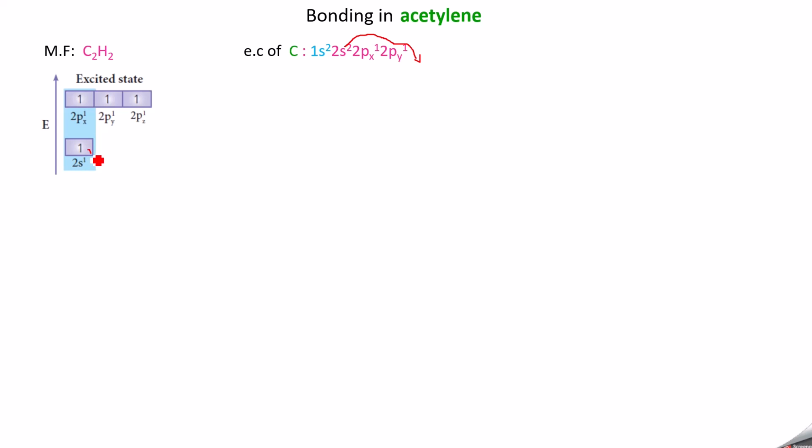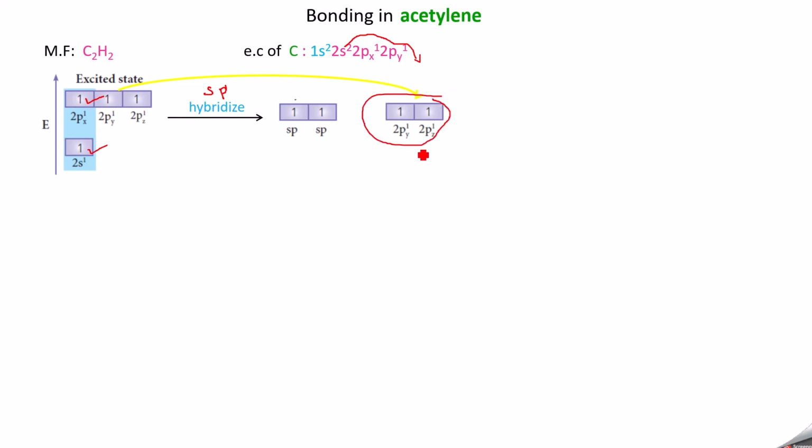So this s orbital and this p orbital alone will undergo hybridization. Only 2 atomic orbitals are involved, so you are getting only 2 hybrid orbitals, that is sp hybridization. And the two, py and pz, are unhybridized orbitals. They do not undergo hybridization. Now these sp hybrid orbitals will be linear in shape, making an angle of 180 degrees.